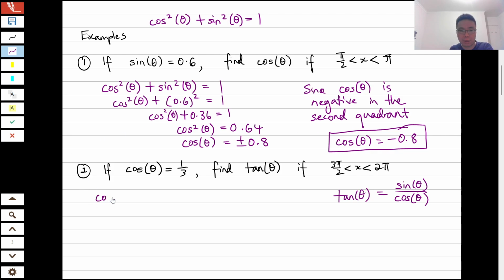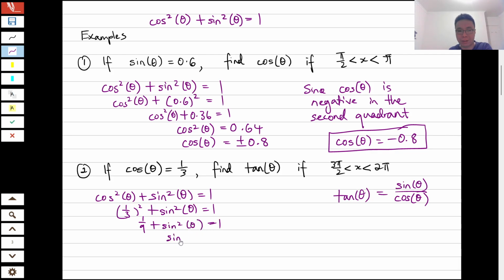So here we go. Cos squared plus sine squared of theta gives me 1. So 1/3 all squared plus sine squared theta equals 1. Now 1/3 squared is just 1 on 9. And therefore sine squared theta is 8 on 9. And if I take the square root of both sides, I get plus or minus 2√2 divided by 3.